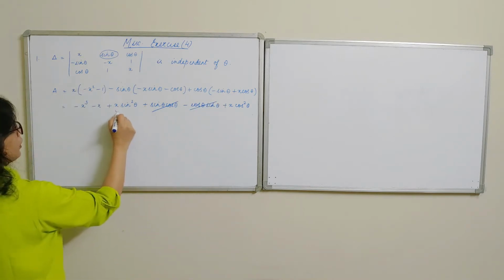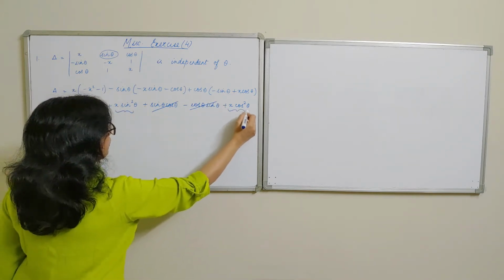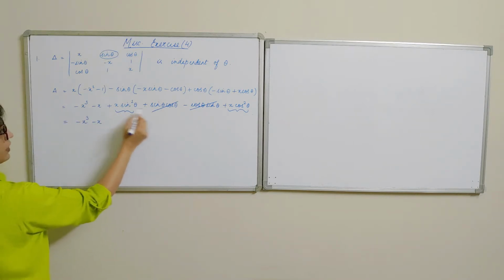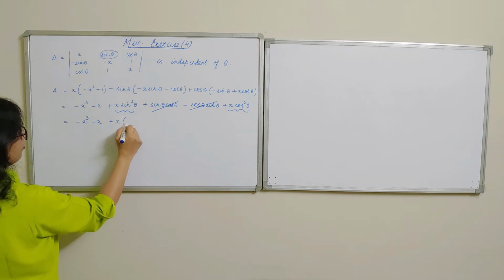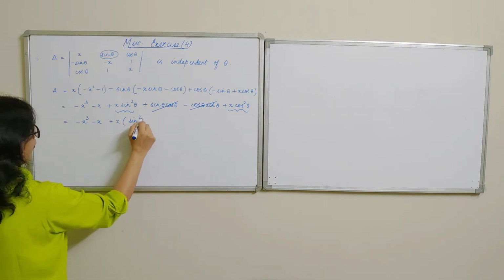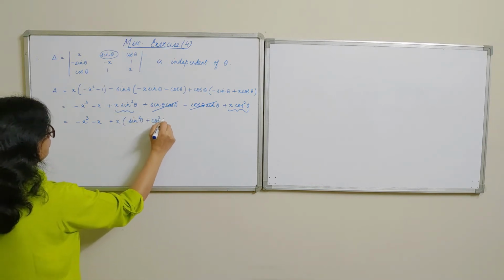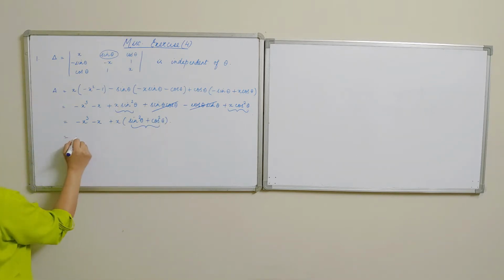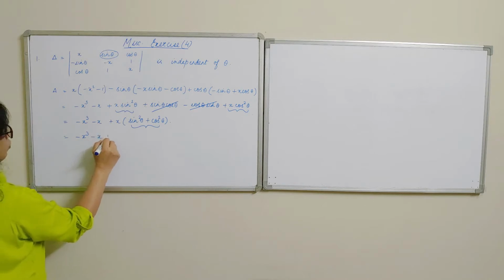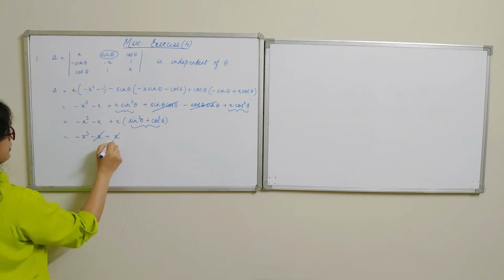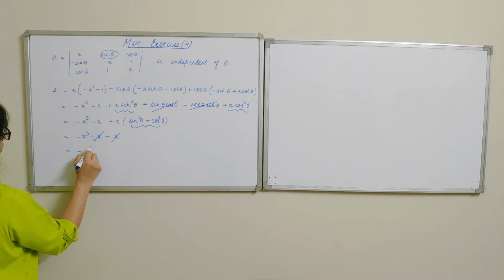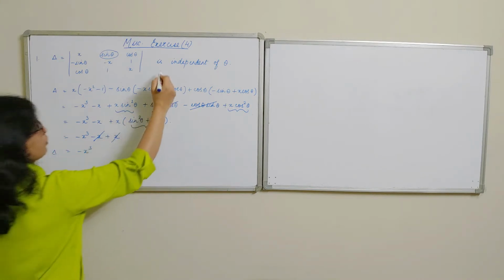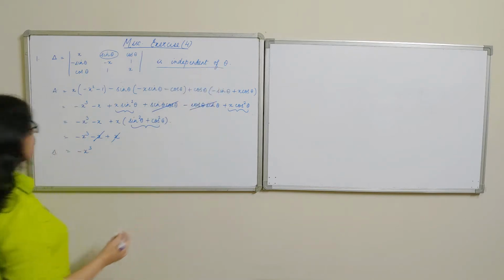Okay, look at this term and this term. We can take x common. So minus x cube minus x. So in these two terms we take x common. And this is a trigonometric identity which is equal to 1. So plus minus x will cancel off. We get minus x cube. So the value of delta is minus x cube, and this we know is independent of theta.